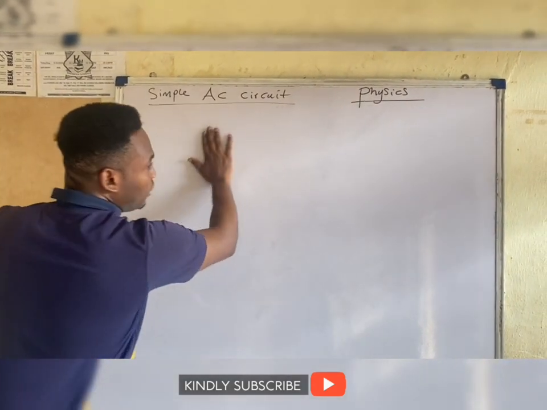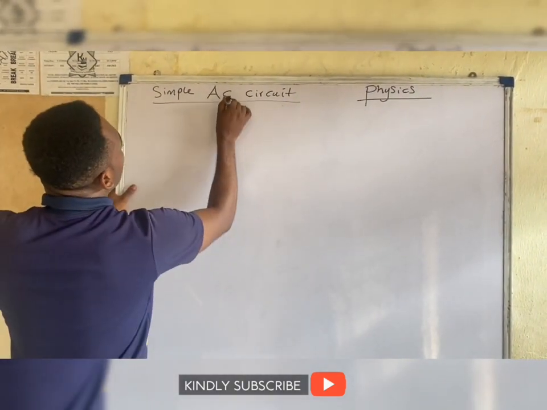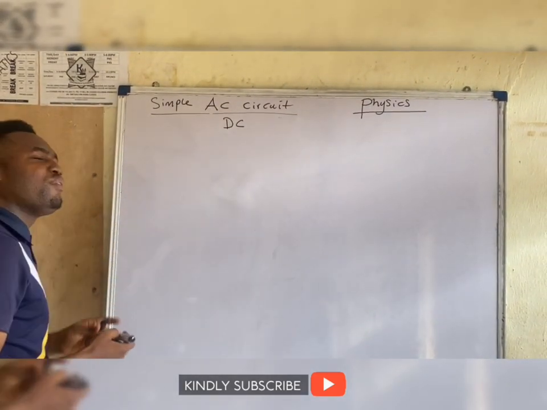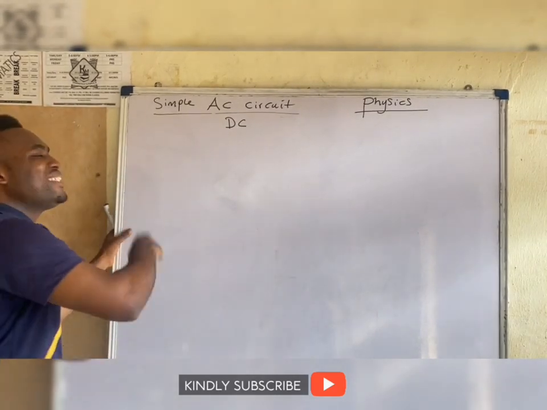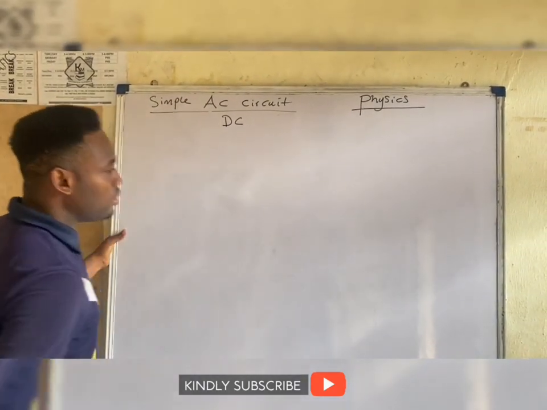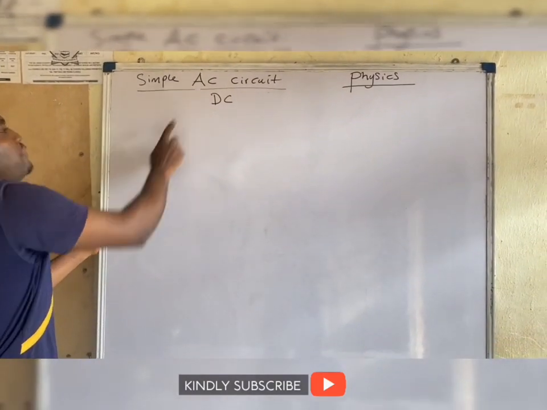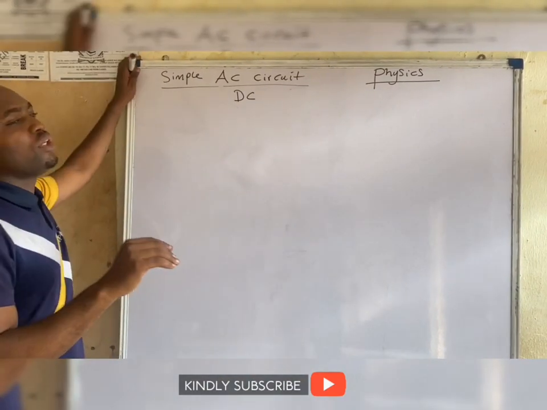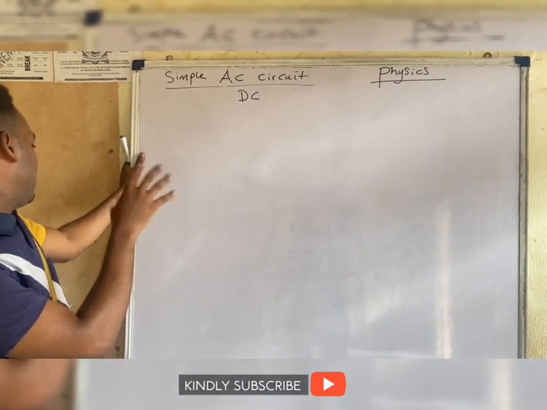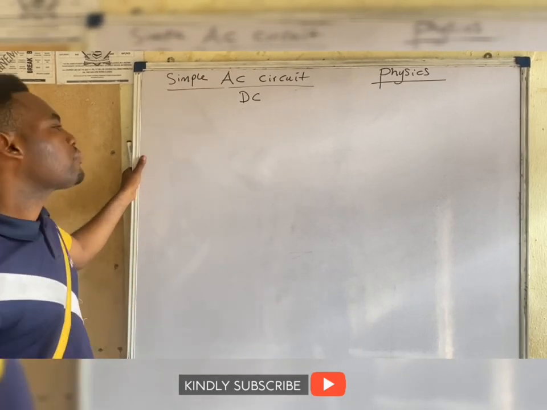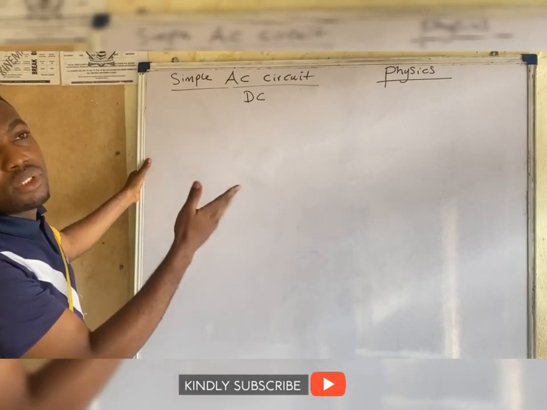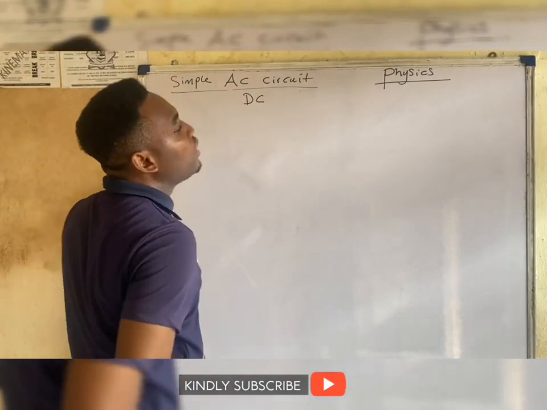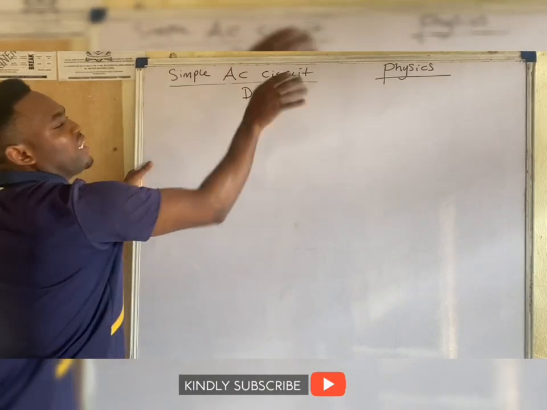For simple AC circuits, unlike what you learned on DC, the current flowing in an AC circuit flows in either direction. The theoretical aspects of this topic may not be covered in this first video, as we don't have much to say about the theory of AC circuits. What we have here is majorly calculations.